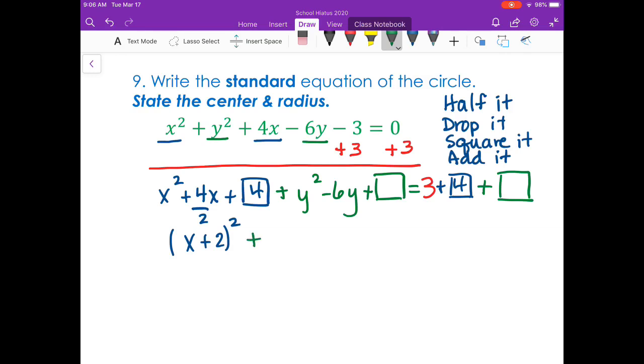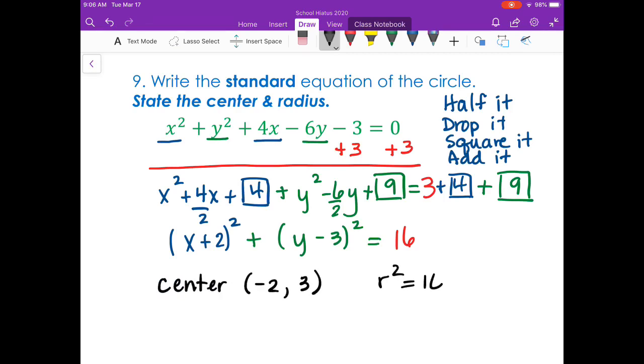We'll do the same thing for the y terms, taking half of -6, dropping it into the parentheses with a minus, squaring the quantity and the number 3, and adding 9 to both sides. Finally, combine like terms on the right to get 16. The center of the circle is (-2, 3). R squared is 16, so the radius is 4.